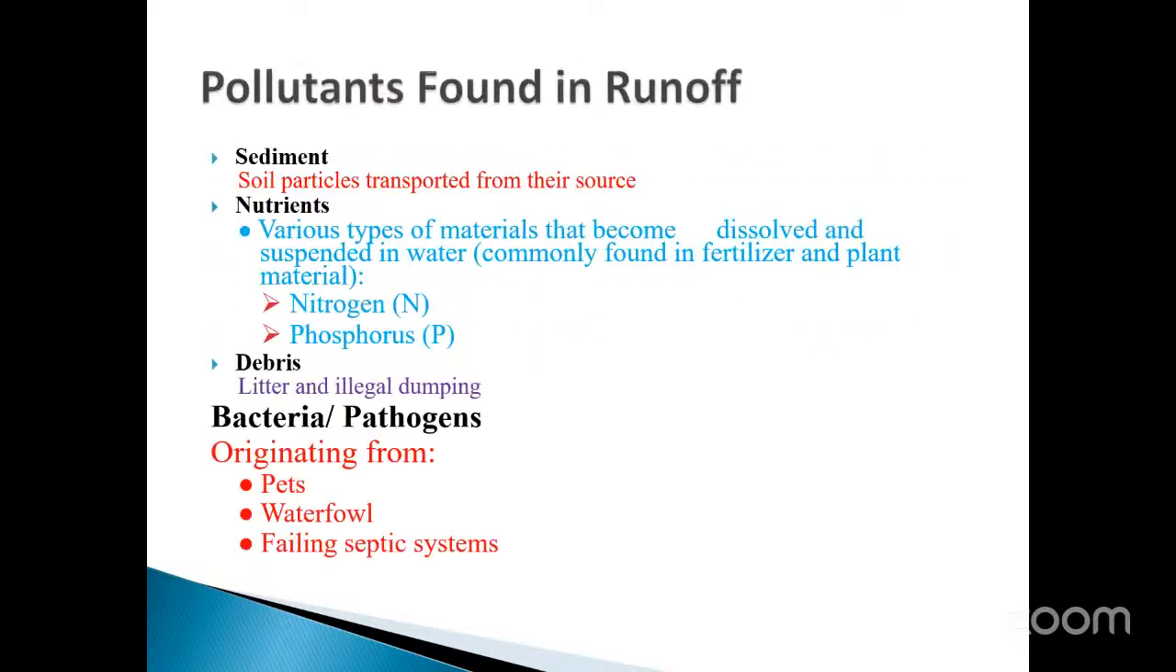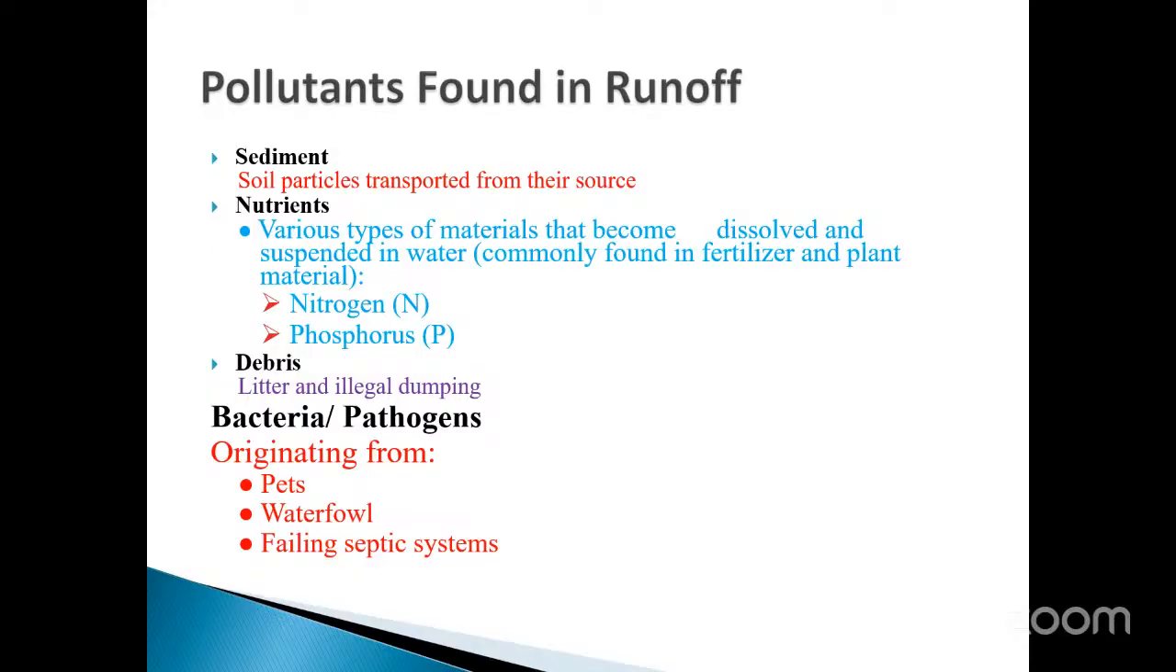So what are the main gases involved in acid rain formation? Sulfur dioxide, nitrogen dioxide. Yes, so oxides of nitrogen and oxides of sulfur mixed with the rainwater form acid rain.